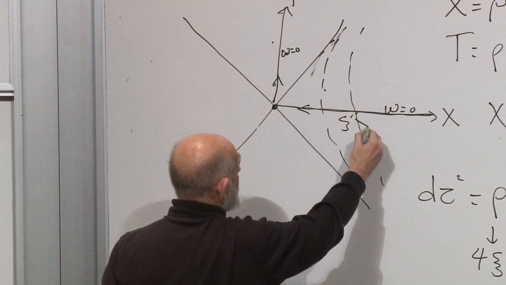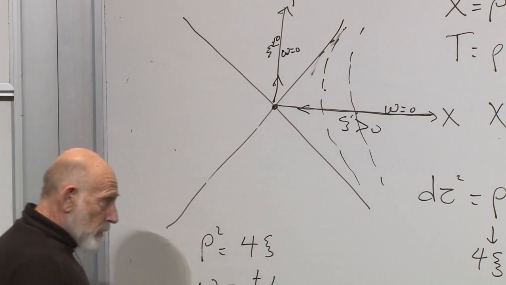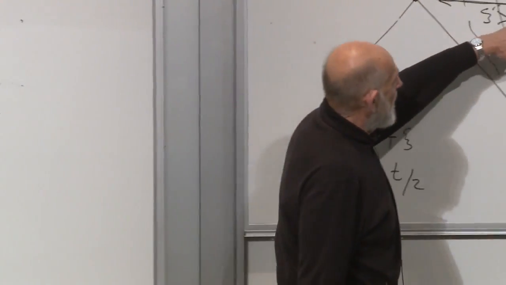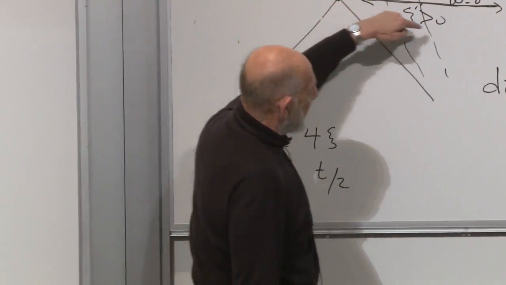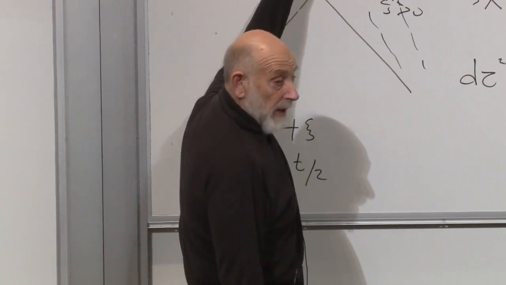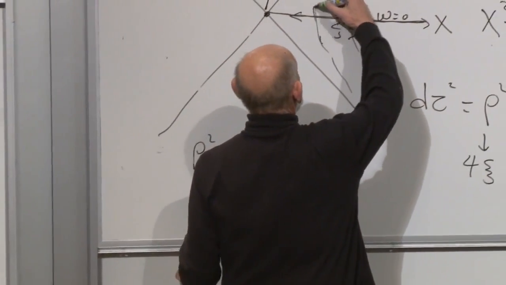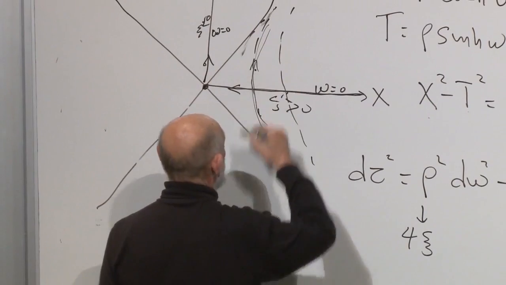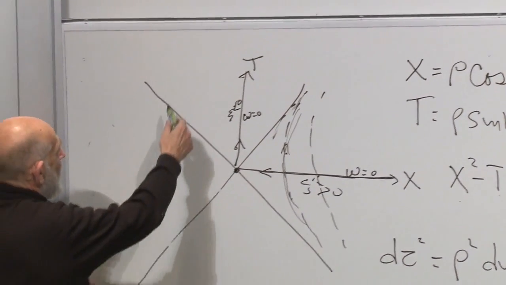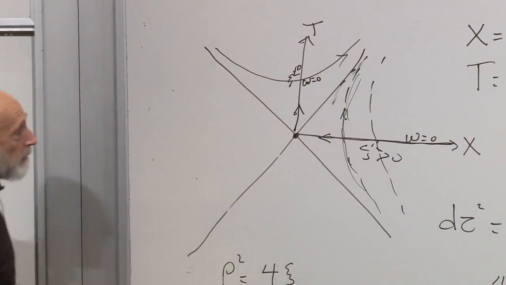Here, Xi is greater than 0. Here, Xi is less than 0. So what has happened is, yes, a space-like coordinate, namely Xi, has jumped and become a time-like coordinate. Omega, which was this angular coordinate here, what happens to it? What happens if we vary omega in this quadrant? We're moving along here. Also a hyperboloid.